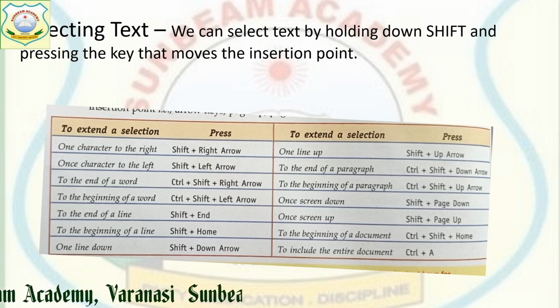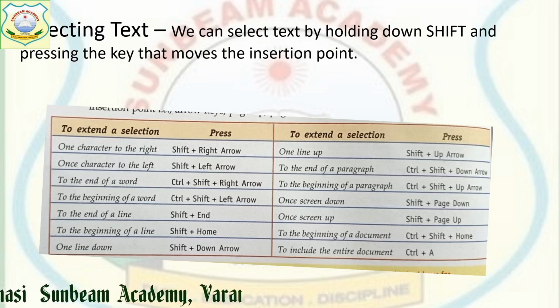Now, how are we going to select text? To select text, hold down your Shift key and start selecting text using your arrow keys. If you use Shift with the right arrow, it will select one character on the right-hand side from your insertion point, or from where your cursor is. Likewise, if you want to select towards the left side, then use Shift and left arrow key.